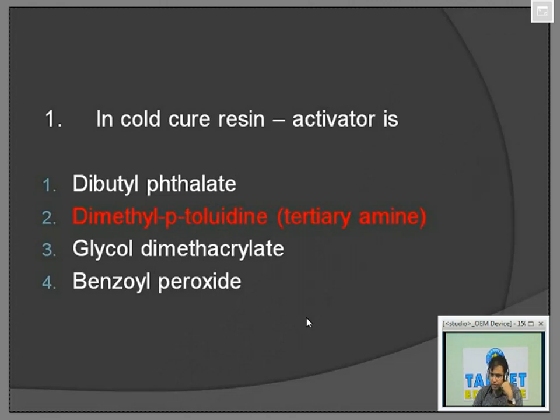So the first question is, in cold cure resin, the activator is. The correct answer for this is the second option, which is dimethyl paratoluidine, which is a tertiary amine.